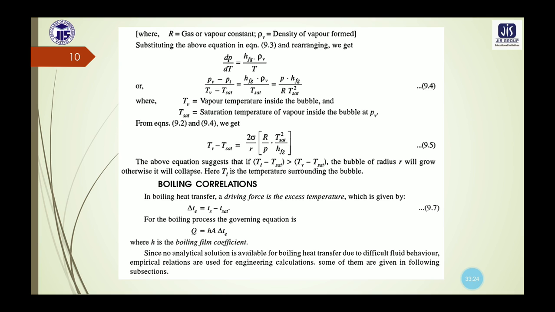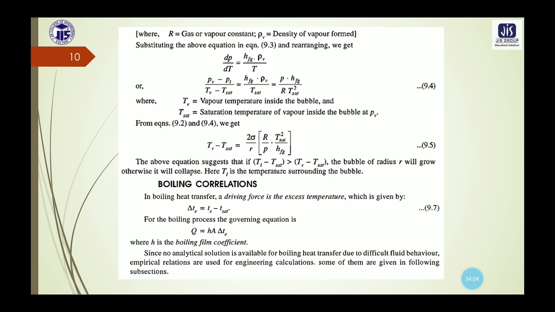Now if we substitute this equation in the earlier Clapeyron equation, we get dP by dT equals hfg into rho V divided by T. So that means we get (PV minus PL) divided by (TV minus T saturated) equals rho V hfg divided by T saturated. Here TV is the vapor temperature inside the bubble, and T saturated is the saturation temperature of the vapor inside the bubble at PV.